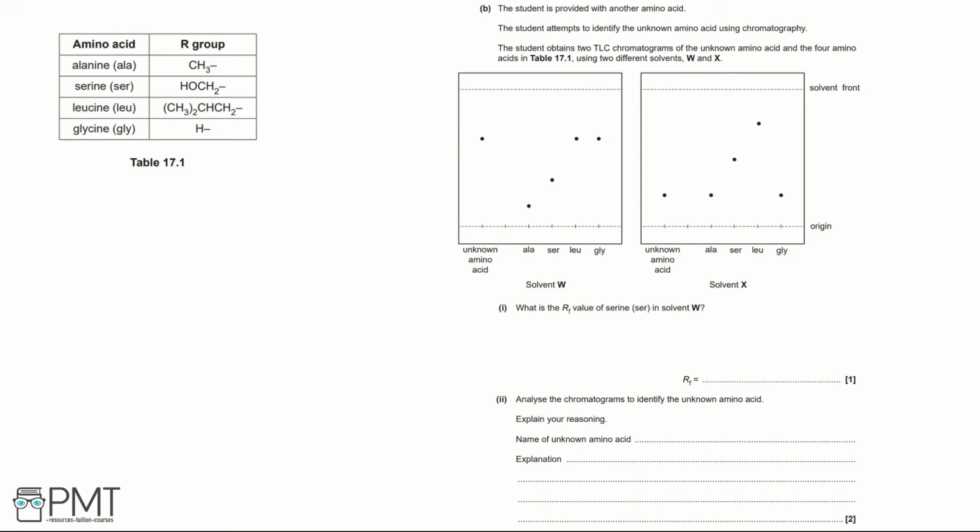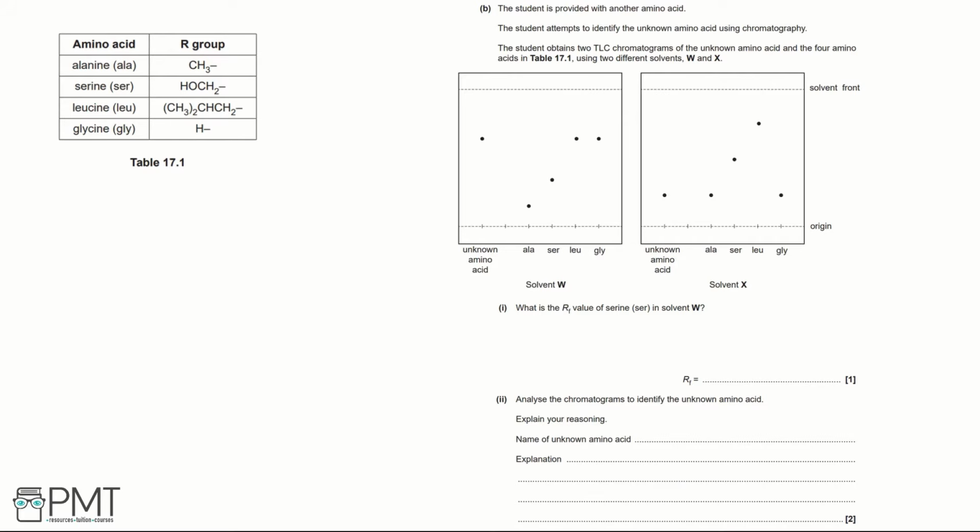Part B. The student is provided with another amino acid. The student attempts to identify the unknown amino acid using chromatography. The student obtains 2 TLC chromatograms of the unknown amino acid and the 4 amino acids in Table 17.1, using 2 different solvents, W and X. Part 1. What is the RF value of serine, SER, in solvent W?